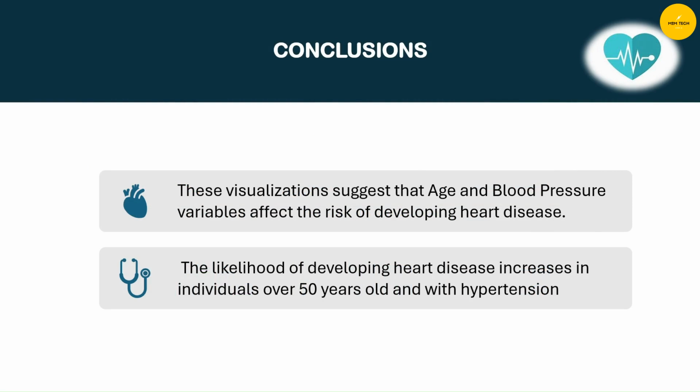To conclude, these visualizations suggest that age and blood pressure variables affect the risk of developing heart disease, and also the likelihood of developing heart disease increases in individuals over 50 years old and with hypertension.